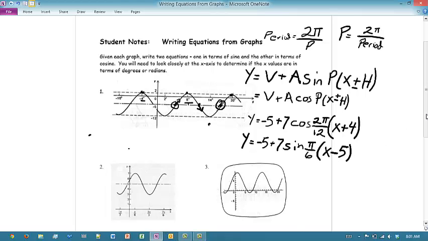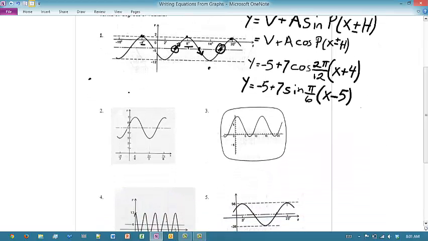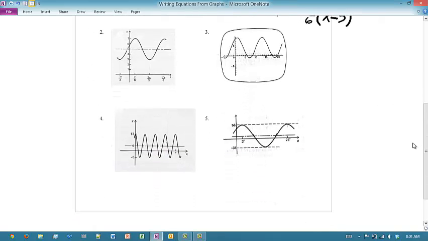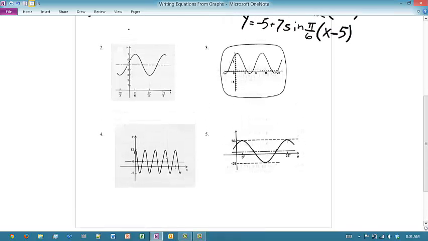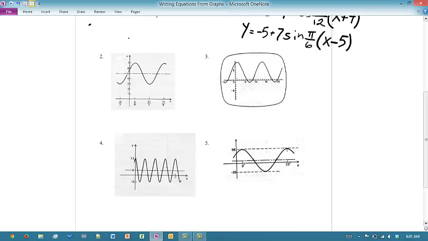Okay, guys. So these are our two functions, our sine and cosine functions for that graph. Now why don't we go ahead and just do one more, and I'll leave the rest to you as practice. And you're welcome to come in early tomorrow and show me what you've done.